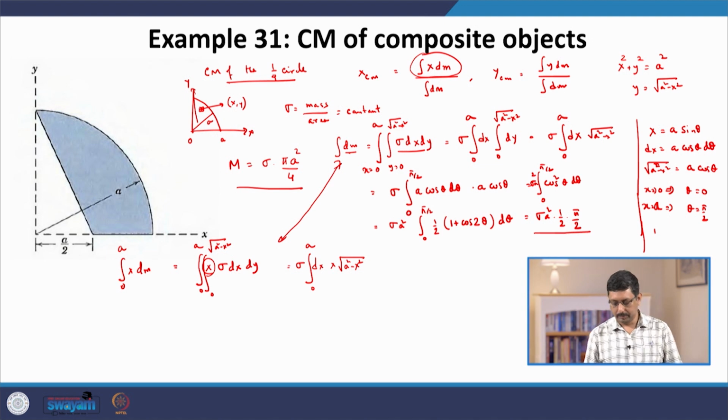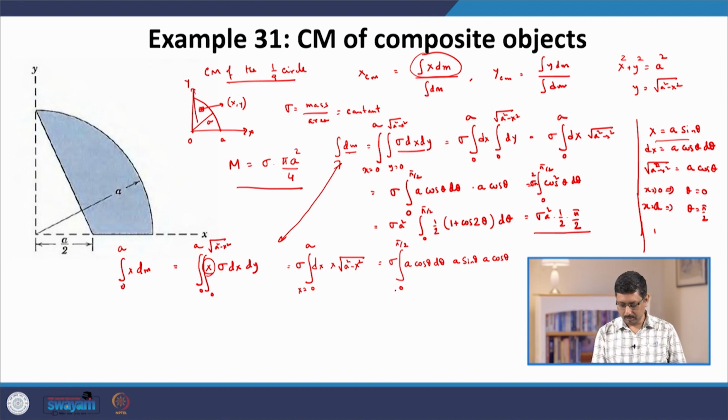So, again we play the same trick. We use this variable change. If we use x equal to a sin theta, then dx is going to be a cos theta d theta, x is a sin theta, and square root of a square minus x square is a cos theta. Now, x goes from 0 to a, so theta goes from 0 to pi by 2.